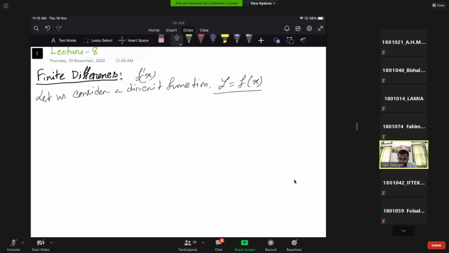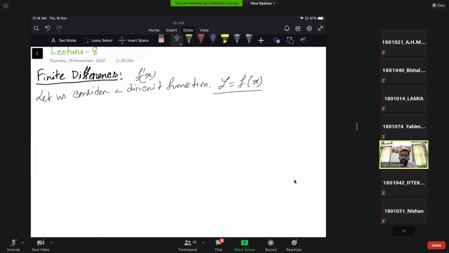In today's lecture we will first learn how to form a difference table from a given data set, and then how to use it for further calculations. The main motivation for this task, that means the purpose of finite difference and how it will be used in numericals. So first let me introduce this.